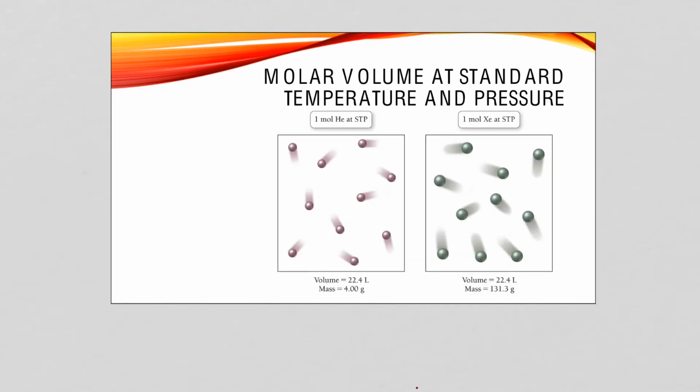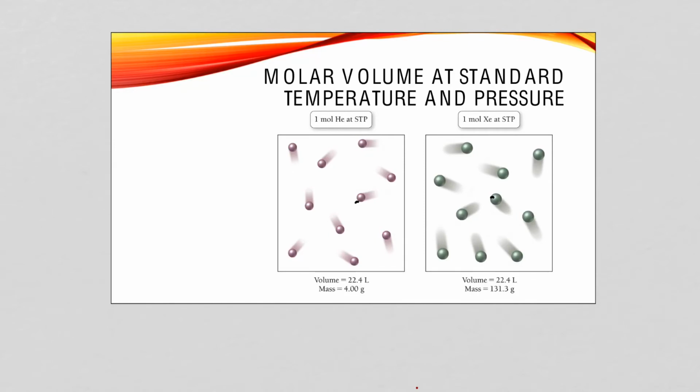And again, this is just to show that it doesn't matter what the gas is. If I have 2 gases here, helium and xenon, very different gases in terms of how big they are, their mass, etc. But 1 mole, so again, 6.022 times 10 to the 23rd atoms of these gases, the same number of atoms, will occupy the same volume.